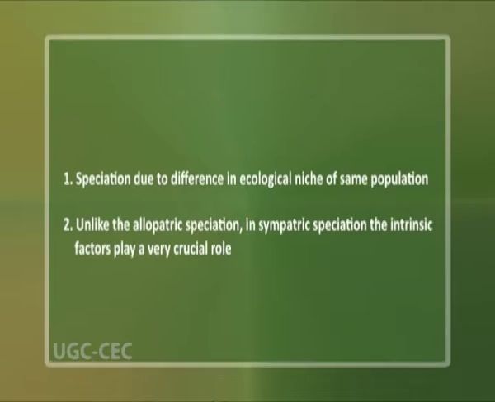2 basic points about sympatric speciation are: number 1, speciation due to difference in ecological niche of same population. Number 2, unlike the allopatric speciation, in sympatric speciation, the intrinsic factors play a very crucial role. The intrinsic factors may be genetic factors, which include the whole genetic makeup of the population. When these factors are in action, after a considerable time, a population may re-establish in races, and this is the beginning of the speciation.